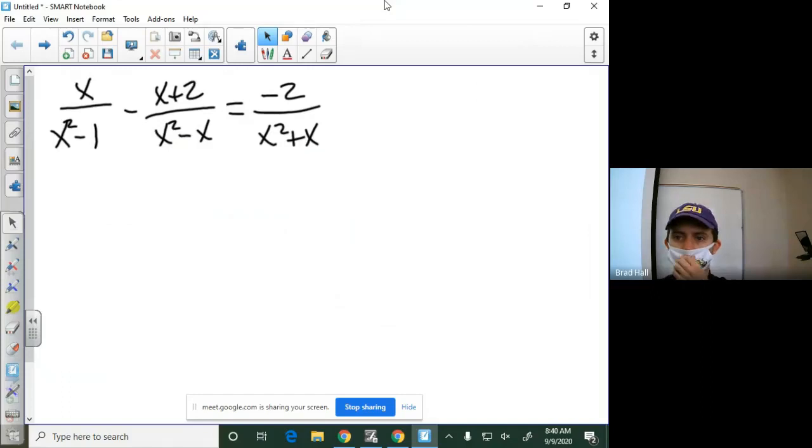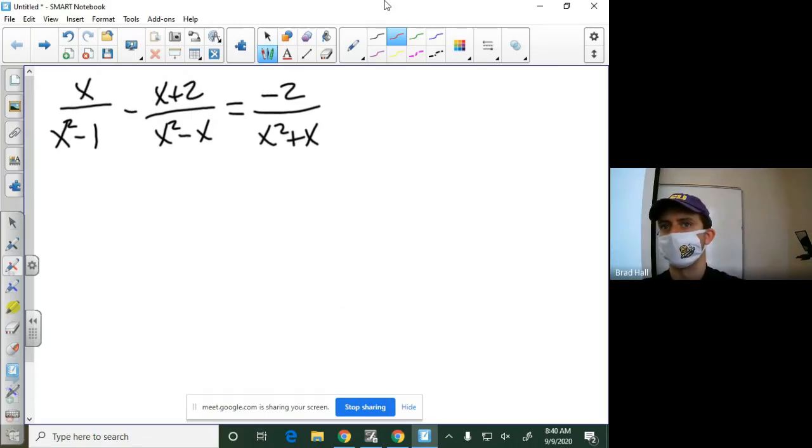Okay, so we're looking at this problem, and it's the same idea. We're going to solve for x, and as we slowly take this a step further, we're slowly adding to what the first step may be. Before we find the least common denominator, we ask ourselves, does the denominator factor at all? Can we factor any of these denominators?